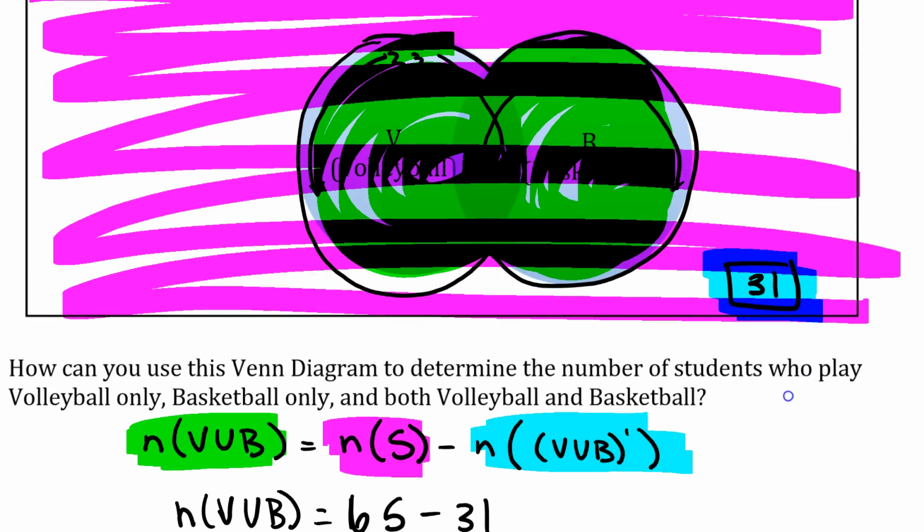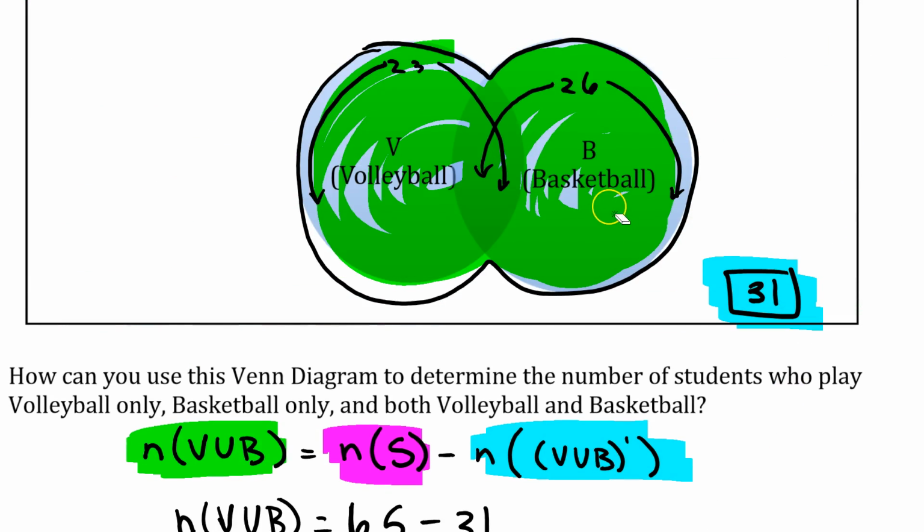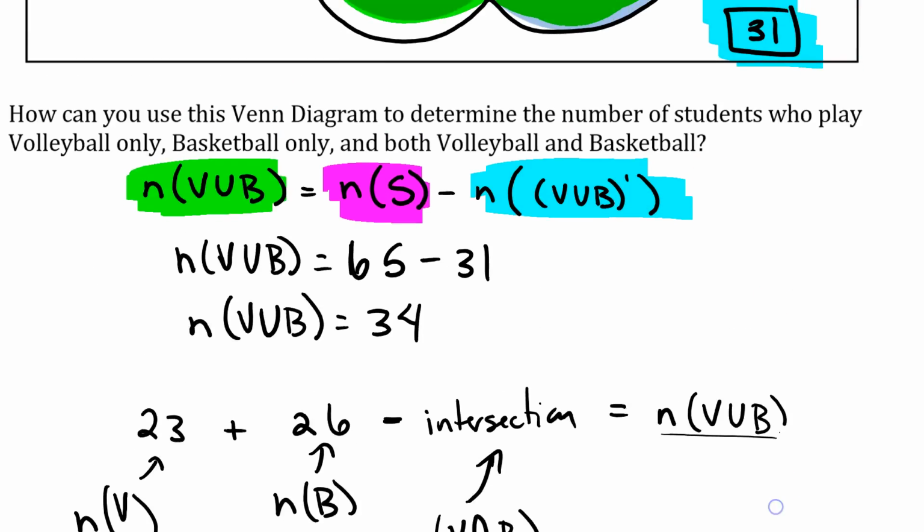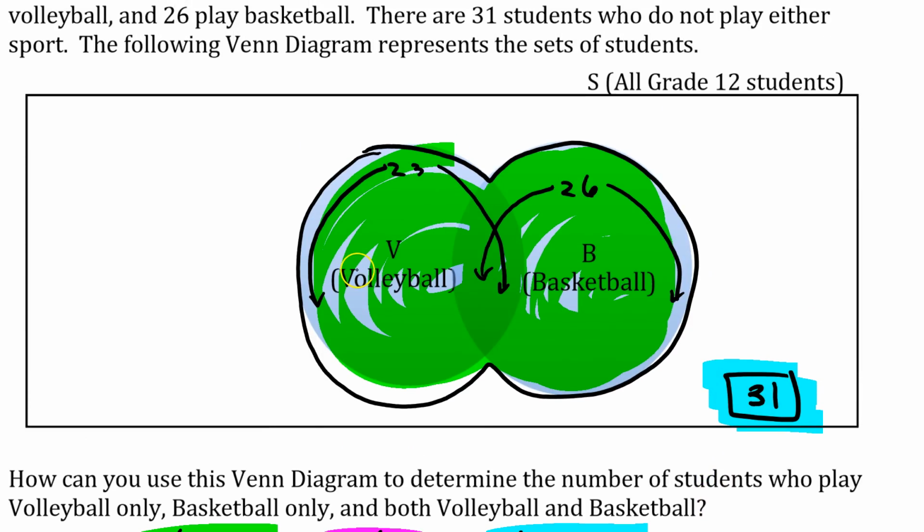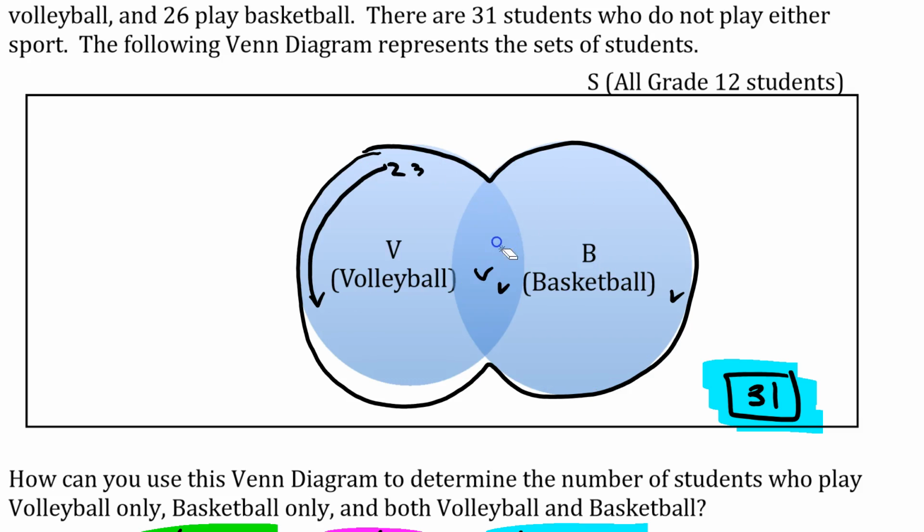So if I were to erase all the things that make this illegible, I just erased the pink one. I would say that all the students in volleyball and basketball is 34, but let's be a little bit more specific here. We now know that the intersection is 15. So if there are 26 players playing basketball, let's subtract that 15. Then we know the number of students who just play basketball, and that number would be 11.